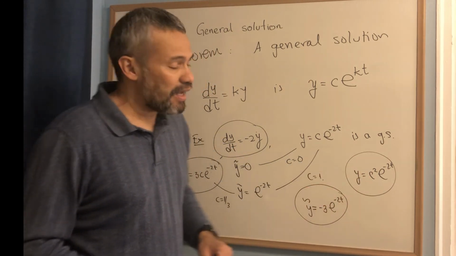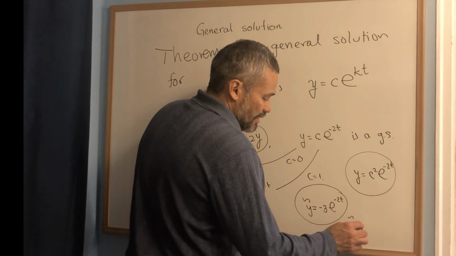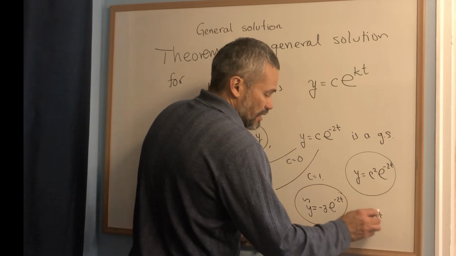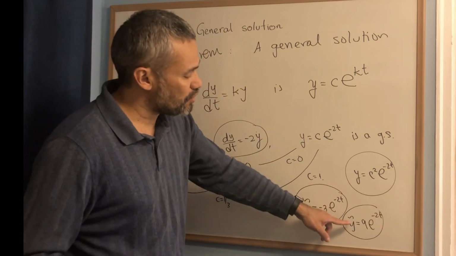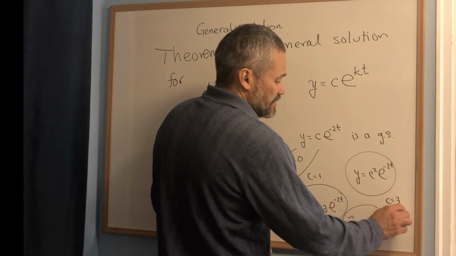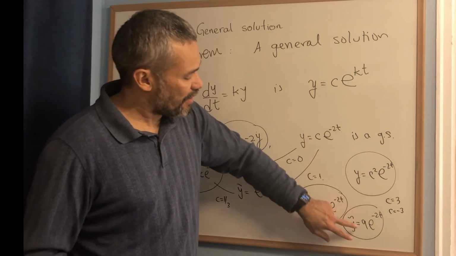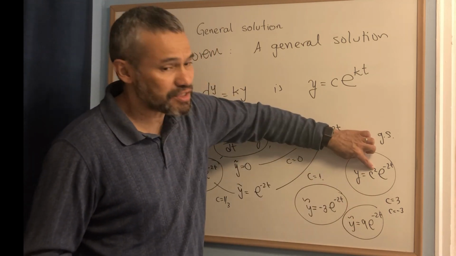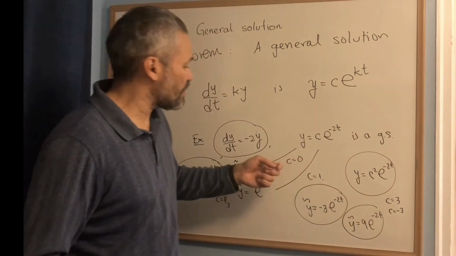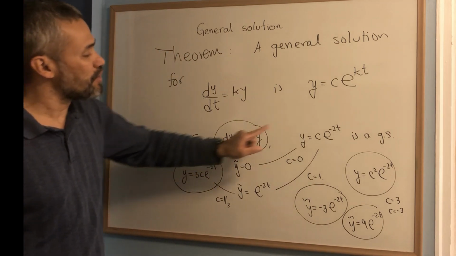And the other condition is, even if I claim that y tilde equal to 9 e to the negative 2t, for this solution, I can find two values of c, c equal 3 and c equal negative 3. Notice that one of the conditions is that for every solution there is a unique choice of the c that makes these two functions the same. For that reason, this is not a general solution, but this is a general solution, and this is a general solution.